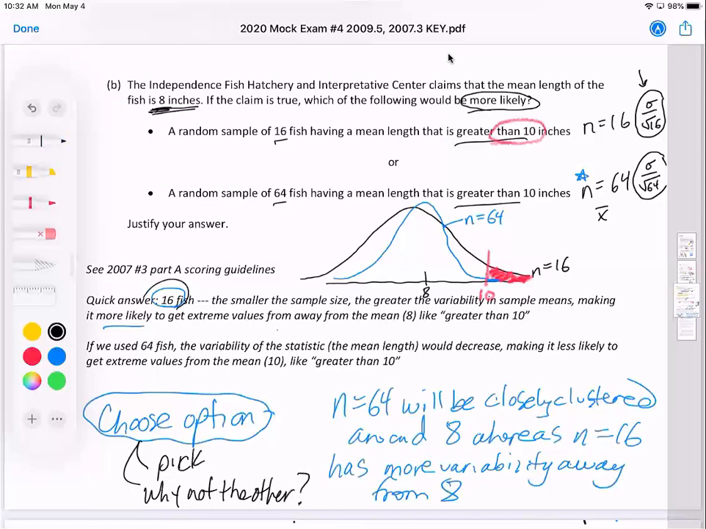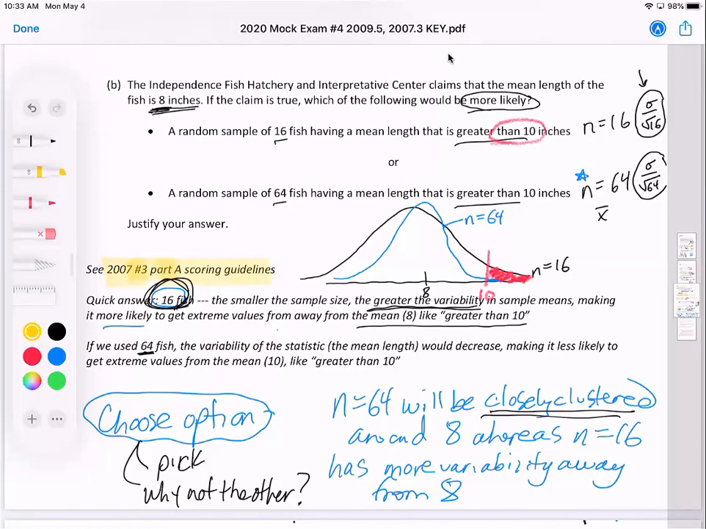So as I've explained here, for 16, there's greater variability. So it's going to be more likely to get observations or sample means that are greater than 10. Whereas, why am I not picking the other? For 64 fish, the variability decreases, more closely clustered around 8, so it's less likely to get observations far away from 8, like greater than 10. If you want more details on the scoring or on how College Board answered this, probably with a calculator, you could see the 2007 number 3 part A question.